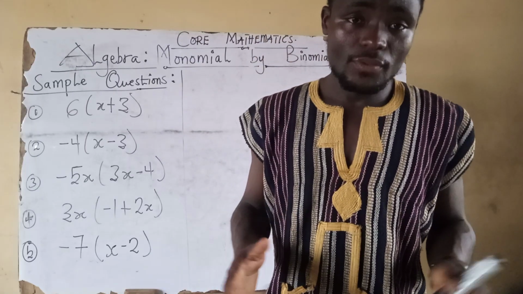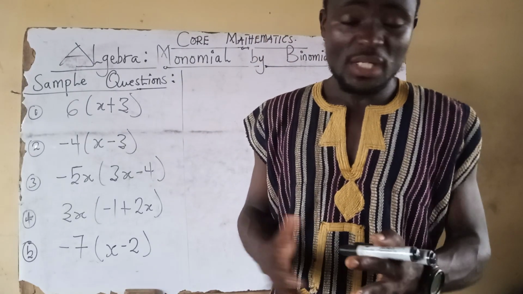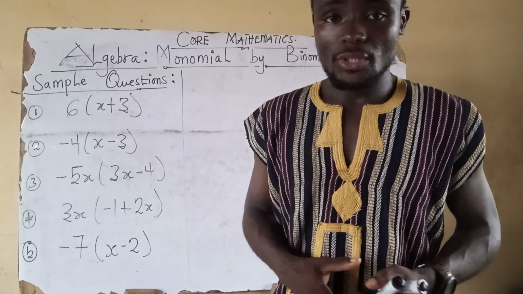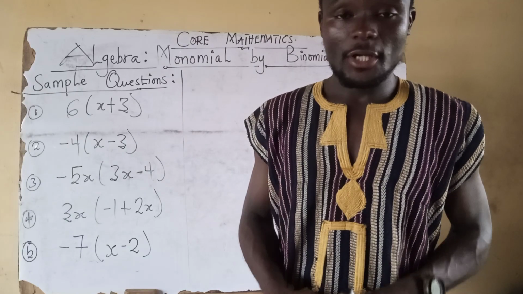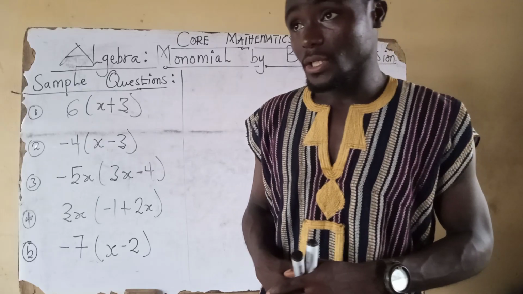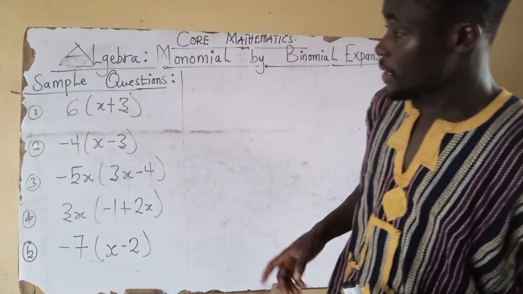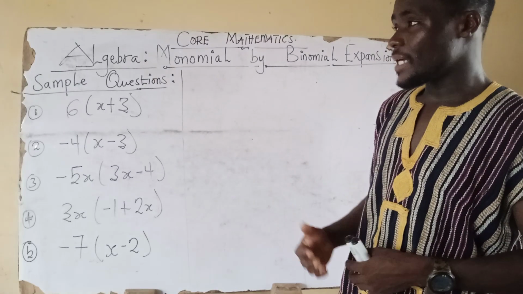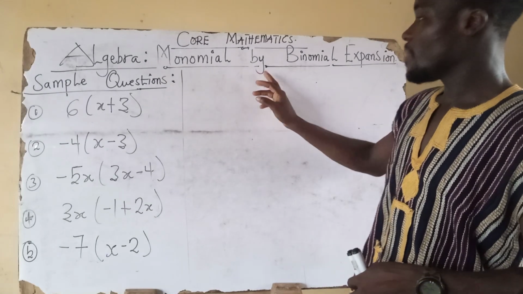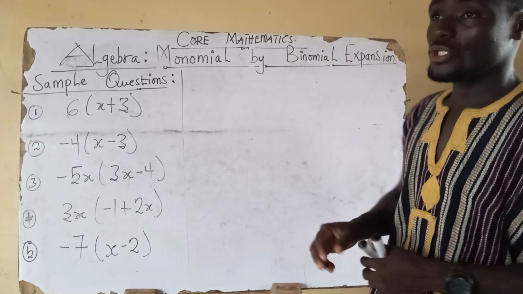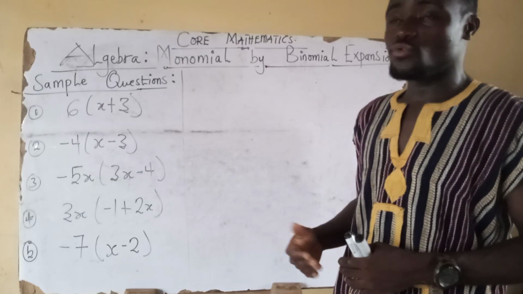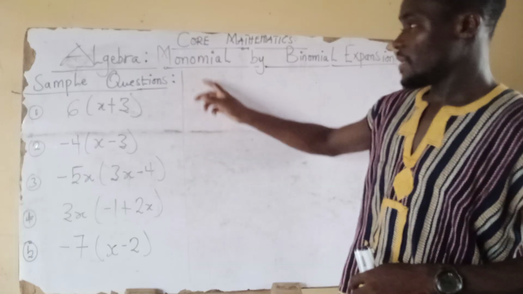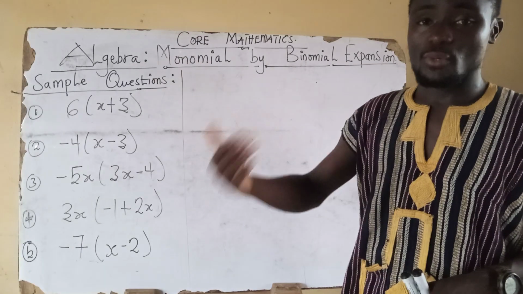Today we are going to dive into how to multiply algebraic expressions, monomial by binomial expansion. So what we are going to do today is dive into algebra. Then under algebra we are going to look at what we call monomial by binomial expansion. In the first place, we have to understand what we mean by monomial.